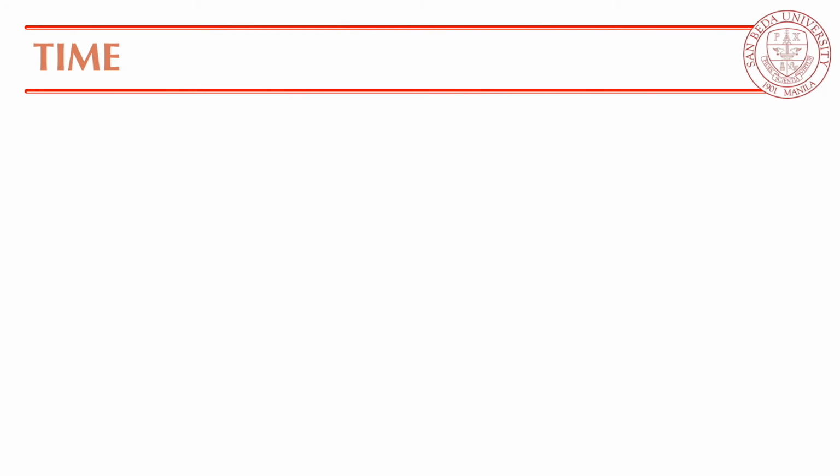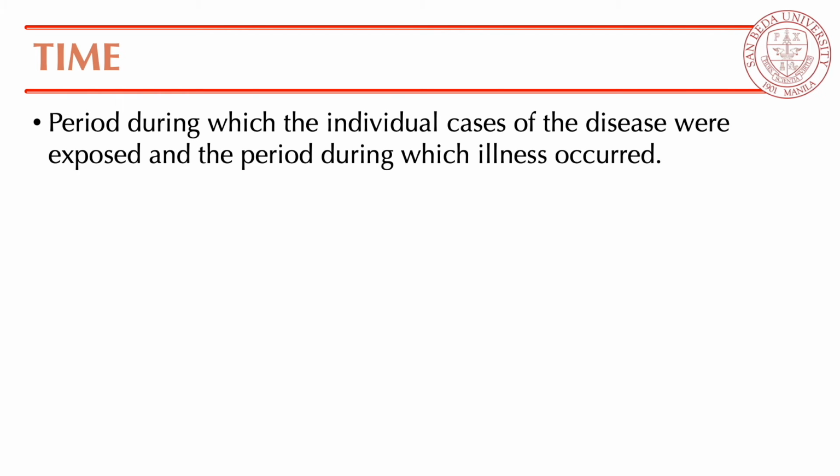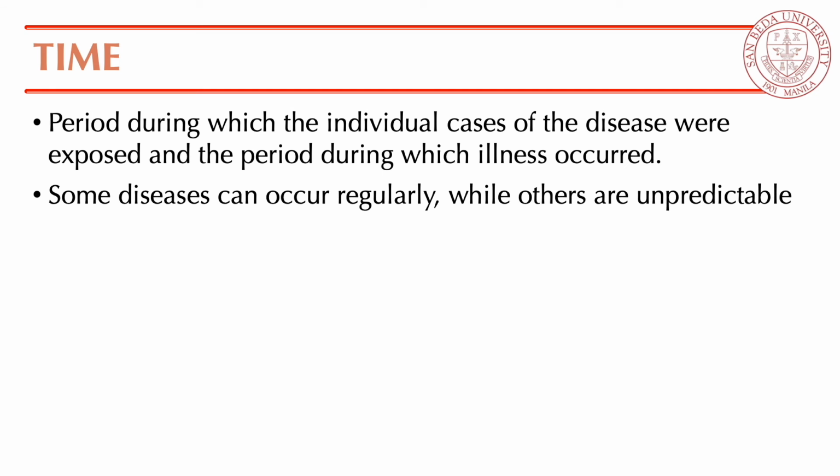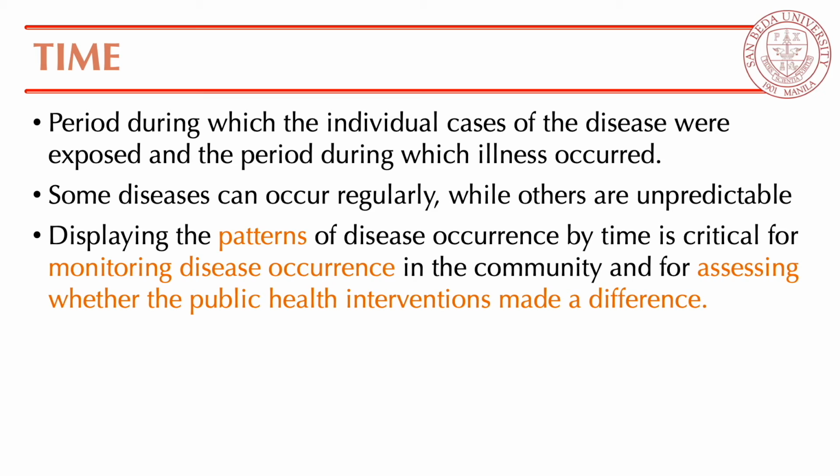And finally, patterns of disease occurrence can also be described temporally or in terms of time. Now, the time period invariably refers to the period during which the individual cases of the disease were exposed and the period during which illness occurred. Now, you will eventually learn that there are certain diseases that occur regularly or cyclically, while the others occur in an unpredictably sporadic manner. But in either case, displaying the patterns of disease occurrence by time is critical for monitoring disease occurrence in the community and for assessing whether public health interventions have worked or not in terms of mitigating the disease.